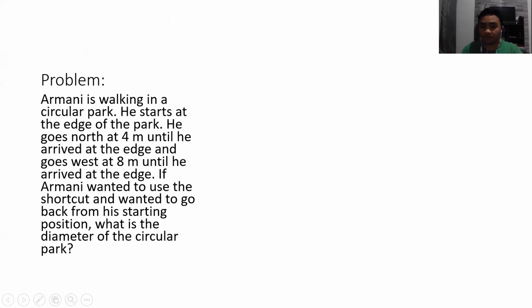So we have the first problem here. Armani is walking in a circular park. He starts at the edge of the park. He goes north at 4 meters until he arrives at the edge and goes west at 8 meters until he arrives at the edge. If Armani wanted to use the shortcut and go back to his starting position, what is the diameter of the circular park?